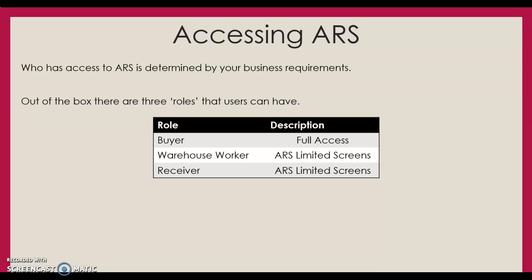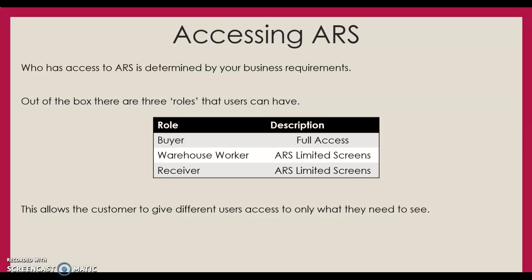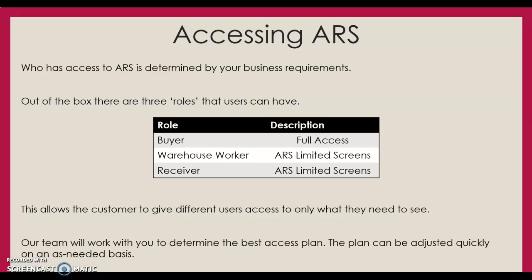Now, a warehouse worker with limited screens would be someone that only wants to see where something has been located or whether or not it's been in the building. This allows the customer to give different users access to only what they need to see, and our team will work with you to determine the best access plan. The plan can be adjusted quickly on an as-needed basis. We already have all these back-end features finished, and it should take a max of 20 minutes to figure out new things that you might need.